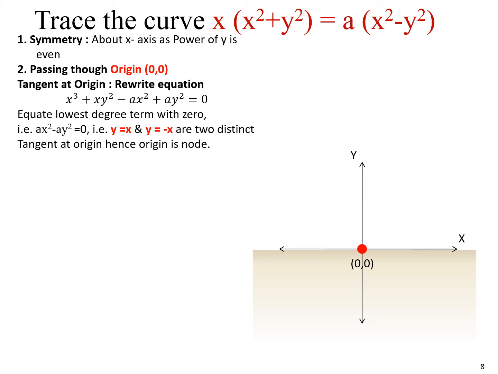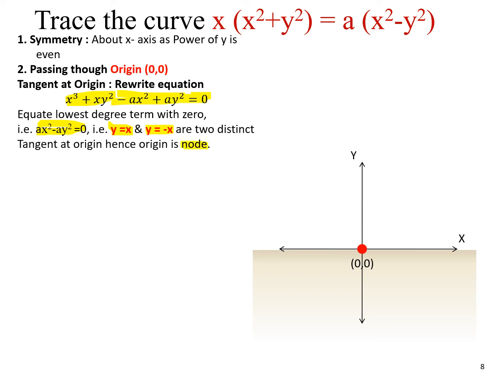So we will rewrite our equation as x cube plus x y square, that is your 3-degree term, then minus a x square plus a y square, that is your 2-degree term, is equal to 0, right? So we have to take the lowest degree term, that is the group of 2-degree terms, minus a x square plus a y square equal to 0. So we will get two tangents at the origin, that is y equal to x and y is equal to minus x. Okay, so now these two tangents are distinct, so the point is a type of node.